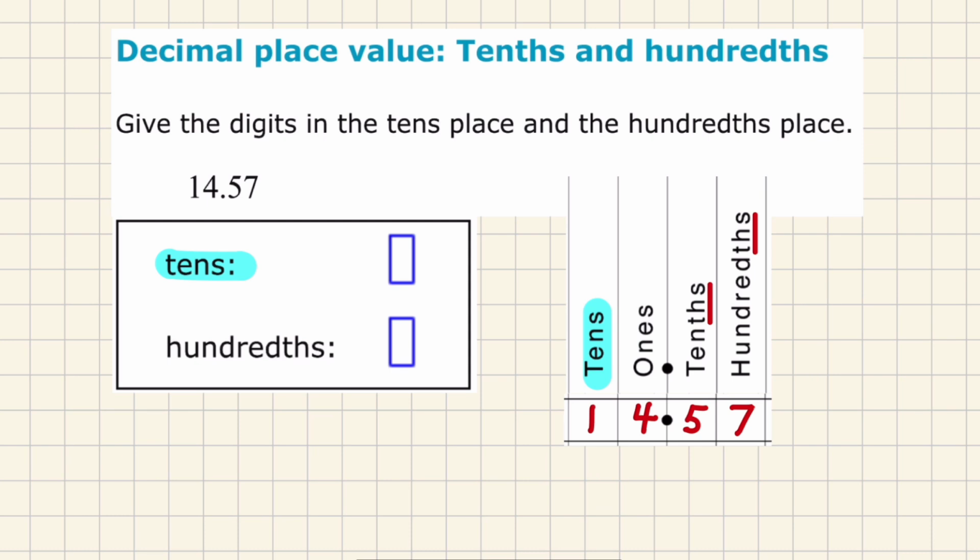The tens place is to the left of the decimal, which here is a 1. So we have a 1 in the tens place, and the hundredths place does have that THS, so it will be to the right of the decimal point, which here is a 7. So we have a 7 in the hundredths place.